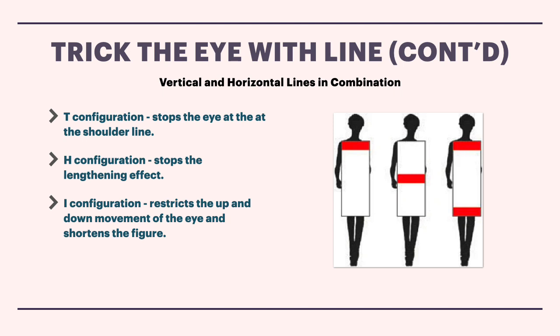Vertical and horizontal lines in combination. So the T configuration will stop the eye at the shoulder line. The H configuration will stop the lengthening effect. And the I configuration restricts the up and down movement of the eye and shortens the figure.